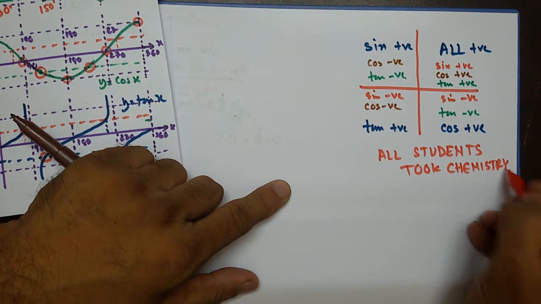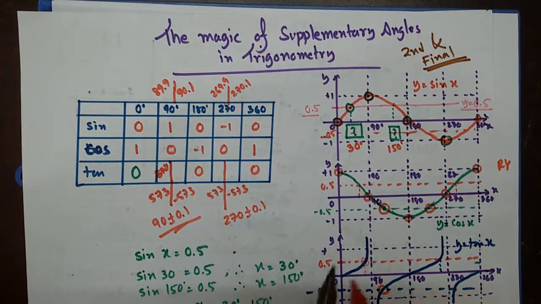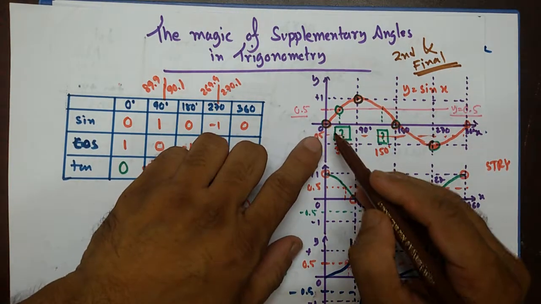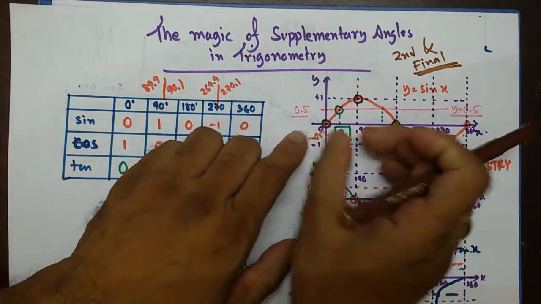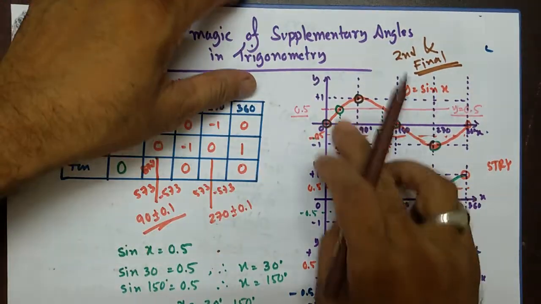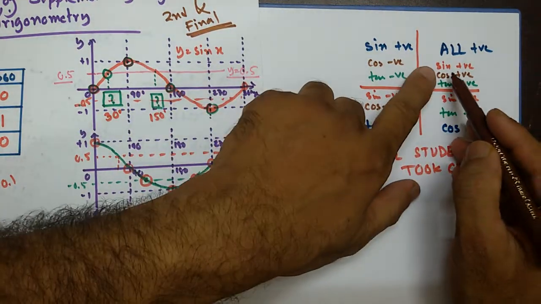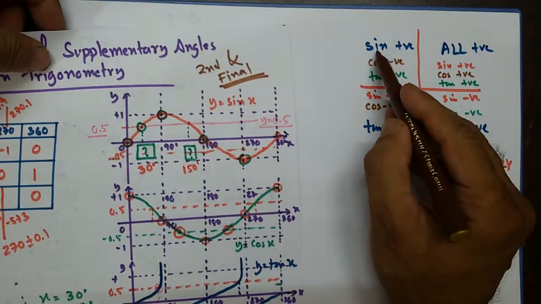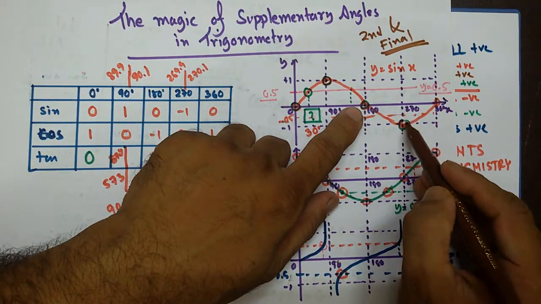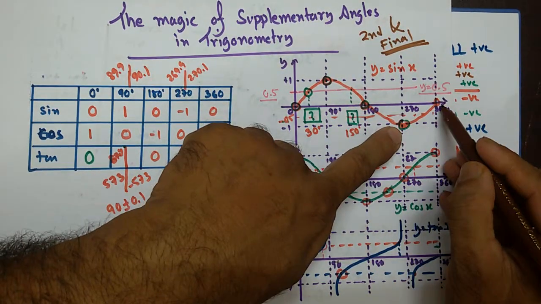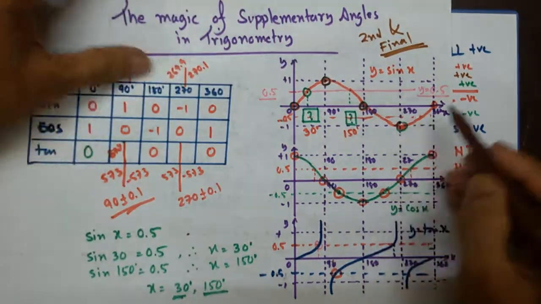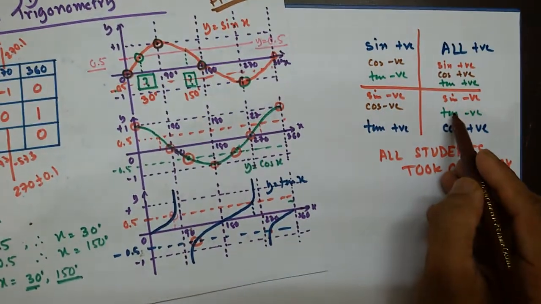To give you a quick overview on the graph, you can see that the sine graph goes like this, and from 0 to 180 degrees, that means the first and second quadrants, the graph lies above the x-axis, therefore y is positive. Sine is positive in the first and second quadrants, and from 180 to 270, the third quadrant, and 270 to 360, the graph lies below the x-axis, therefore y is negative, or sine is negative in the third and fourth quadrants.